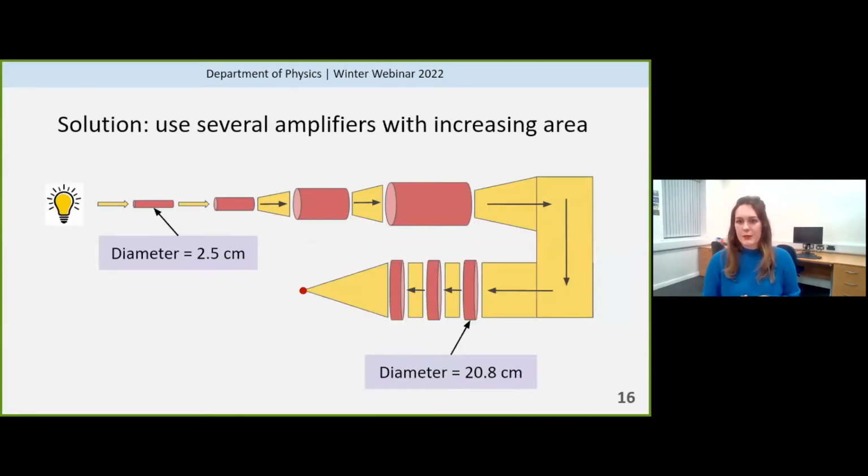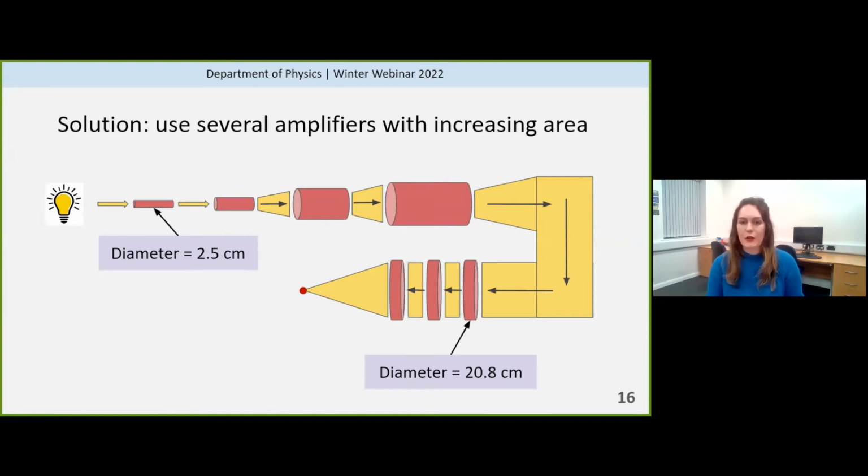So one of the solutions that we can use is, instead of just having one amplifier and one block of material with mirrors on the other side to continuously amplify the same seed, to use several amplifiers essentially in a row and pass the laser light through all of those to amplify it in stages.